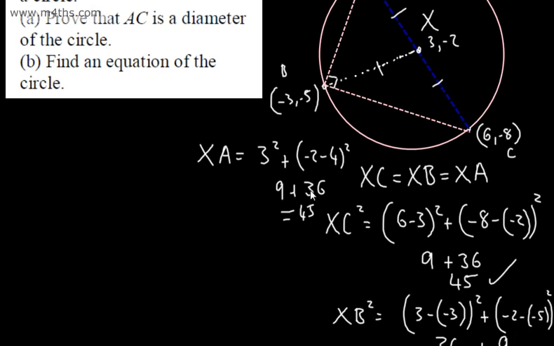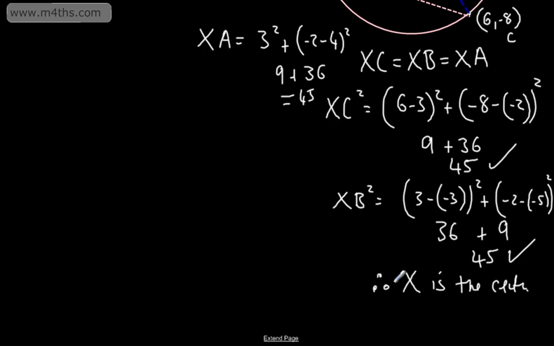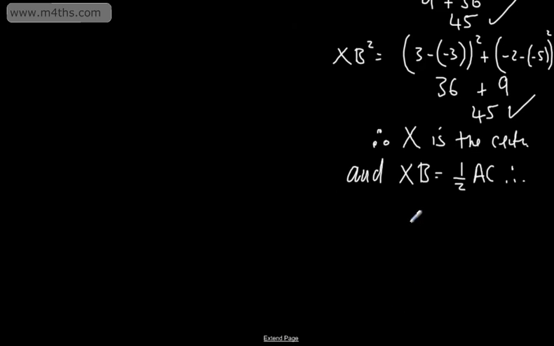And some justification around that. X is the centre, and we can say that xb is equal to 1/2 of AC. Therefore, AC is a diameter. So that's one particular thing. I think looking at the gradients, that would be nicer to do it that way.